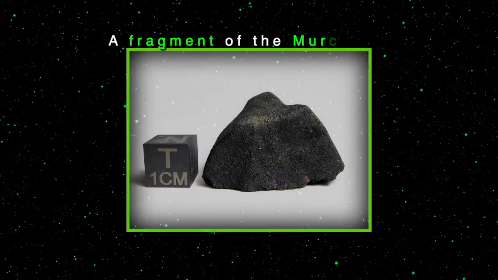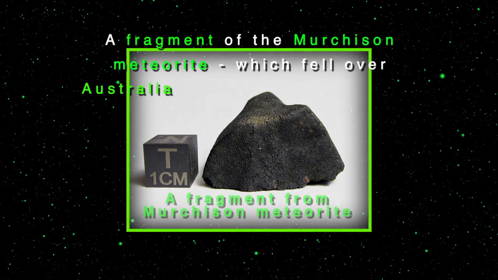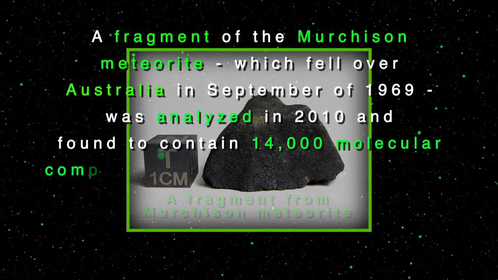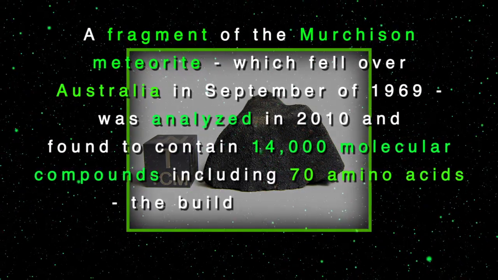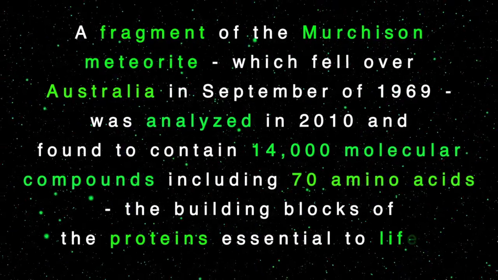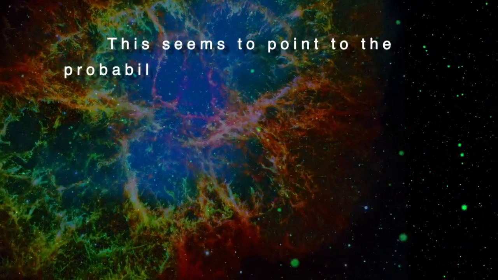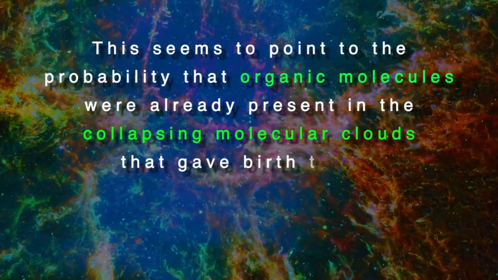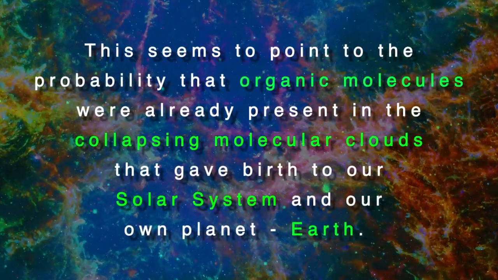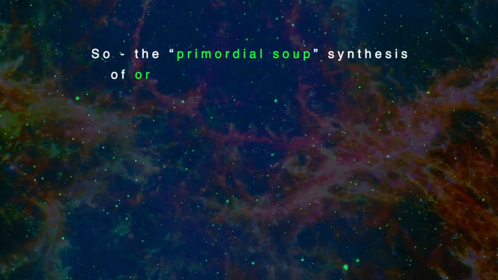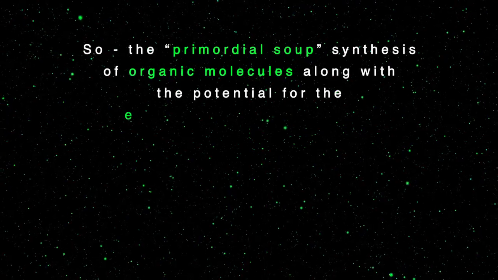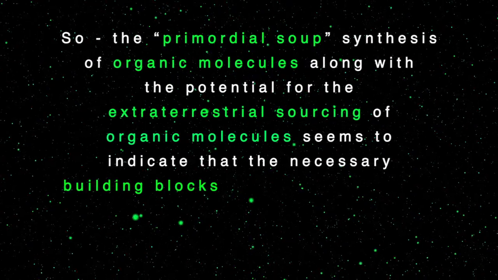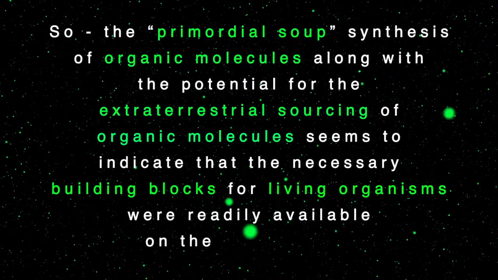A fragment of the Murchison meteorite, which fell over Australia in September of 1969, was analyzed in 2010 and found to contain 14,000 molecular compounds, including 70 amino acids, the building blocks of the proteins essential to life. This seems to point to the probability that organic molecules were already present in the collapsing molecular clouds that gave birth to our solar system and our own planet Earth. So, the primordial soup synthesis of organic molecules, along with the potential for the extraterrestrial sourcing of organic molecules, seems to indicate that the necessary building blocks for living organisms were readily available on the early Earth.